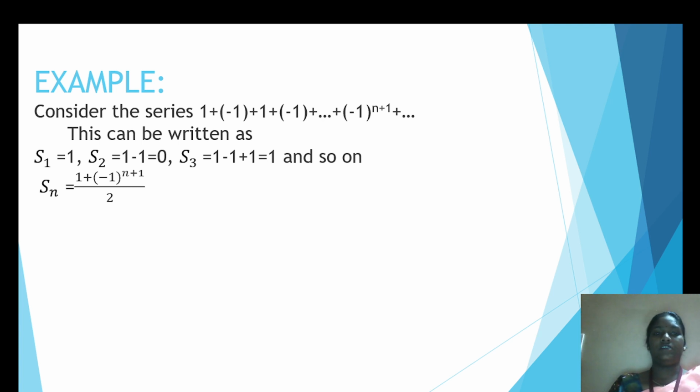In general, we represent the nth term of the sequence as Sn = (1 + (-1)^(n+1))/2. When you take n as 1, (-1)^(n+1) is (-1)^2, which is 1, and 1 plus 1 is 2, and 2 divided by 2 is 1. If you take n as 2, (-1)^(2+1) is -1, and 1 minus 1 is 0, and 0 by 2 is 0. This is the general representation of the terms of the series. This is how we solve problems when a series is given.